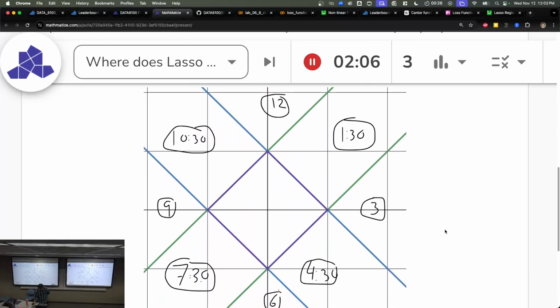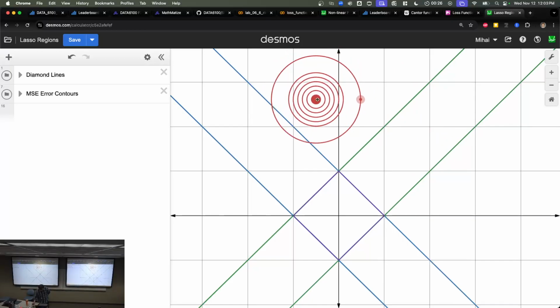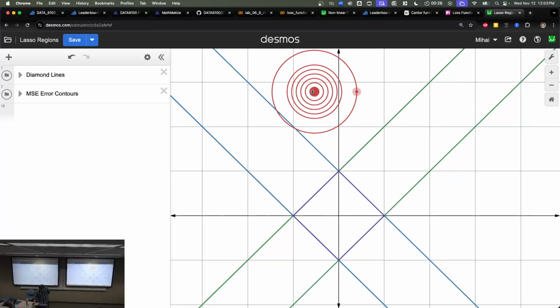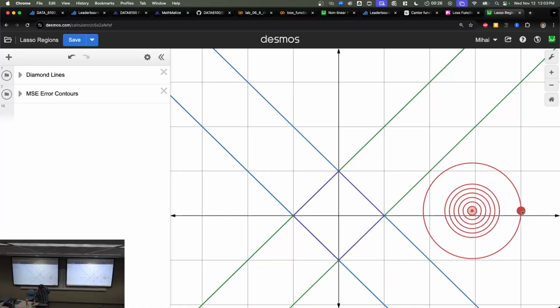And the regions are labeled by the region of a clock. There's 8 possible regions. There's 12, 1:30, 3, 4:30, 6, 7:30, 9, and 10:30. And I want you to think of where would this thing have to be for the elimination to work. If it's here, will it eliminate a variable? Yes or no?